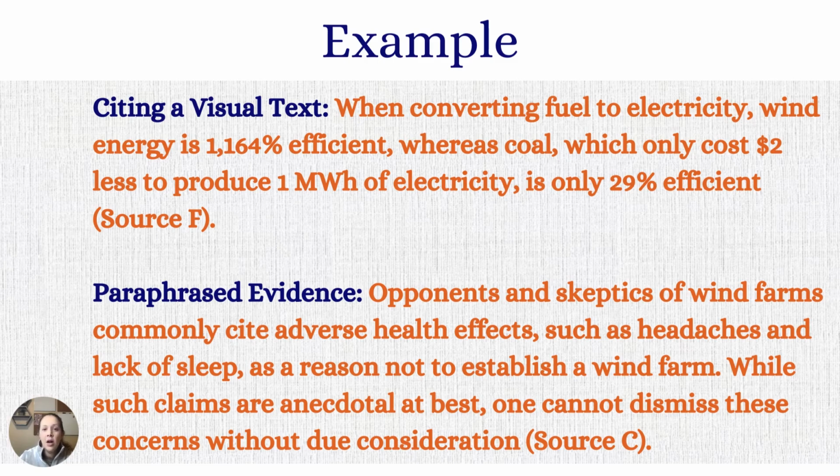However, sometimes there are things that you can actually quote. For instance, there might be data on a bar graph or a pie chart that you can include in a sentence of your own. So here's an example of that. It says, when converting fuel to electricity, wind energy is 1,164% efficient, whereas coal, which only costs $2 less to produce 1 MWH of electricity, is only 29% efficient, source F. Okay, so notice that the sentence does not end until after the citation. The period goes outside the second parenthesis. So we have some paraphrased evidence from a chart here.